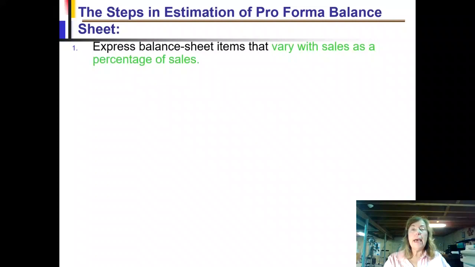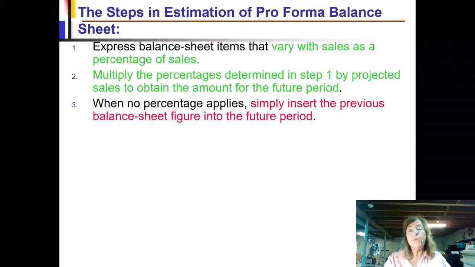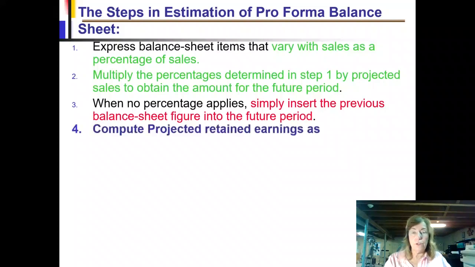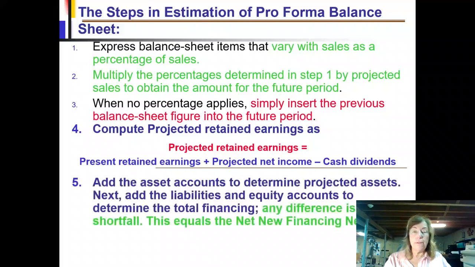We'll first look at the items that vary with sales as a percentage of sales, and I'm putting those in green. Then multiply the percentage determined in step 1 by the projected sales to obtain the amount for the future period. If we don't have anything that's depending on sales, we'll simply insert the previous balance sheet figure into the future period. Then, as I said before, we compute our retained earnings as our present retained earnings plus our projected net income minus our planned cash dividends.